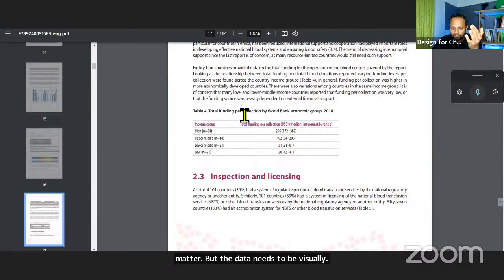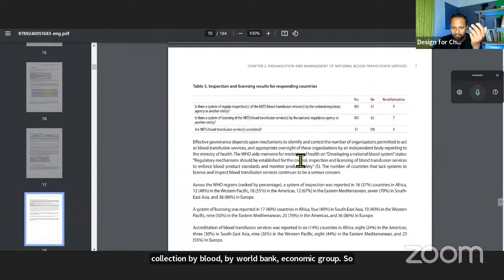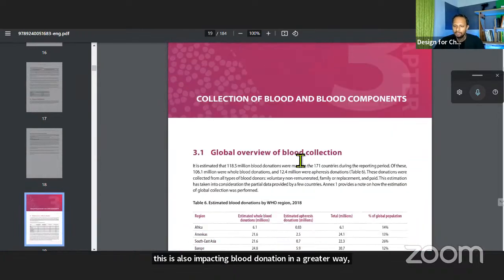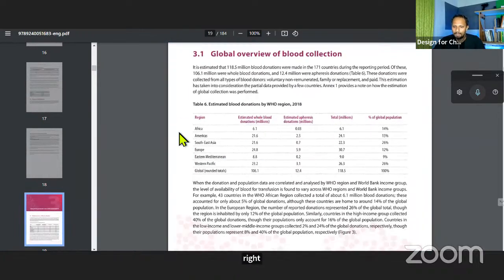Let's say total funding per collection by World Bank Economic Group. So this is also impacting blood donation in a greater way, right? The high income countries, the low income countries, the middle income countries. So look at this information: global overview of blood collection.